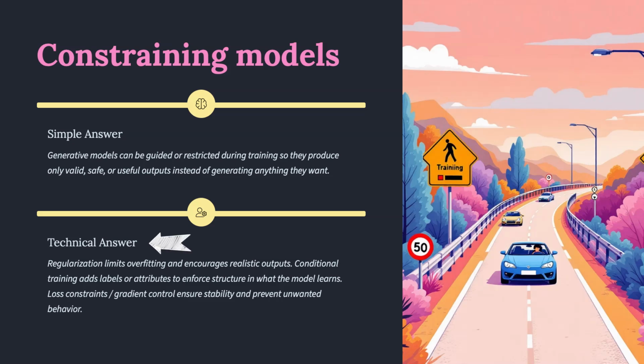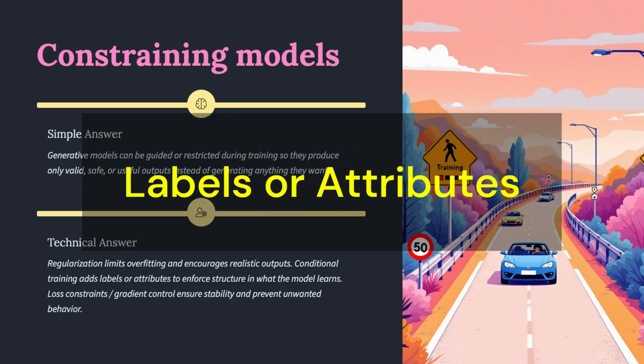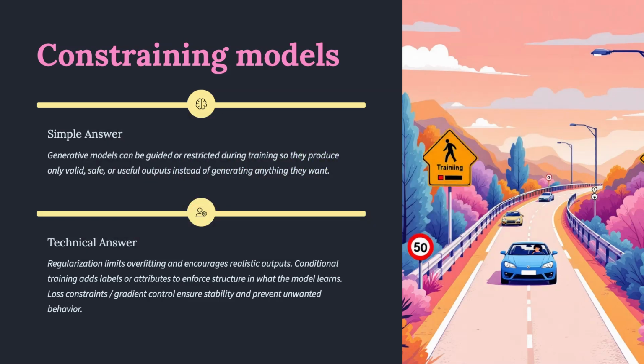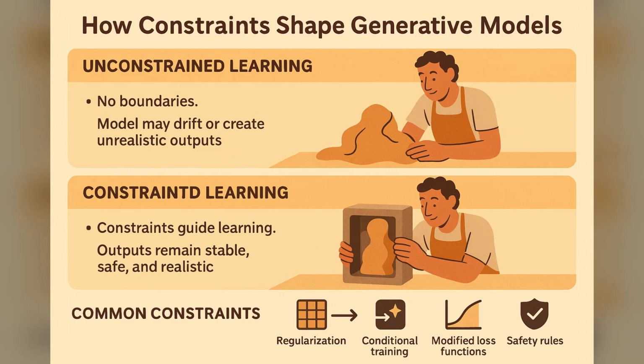Technically, constraints can take the form of regularization, which penalizes overly complex or unrealistic outputs, conditional training that uses labels or attributes to guide generation, gradient clipping or modified loss functions to maintain stable learning, and safety rules that restrict harmful or invalid outputs. Think of a sculptor shaping clay inside a mold, where the mold sets the boundaries while the artist still creates freely within them. That's how constraints guide generative models.